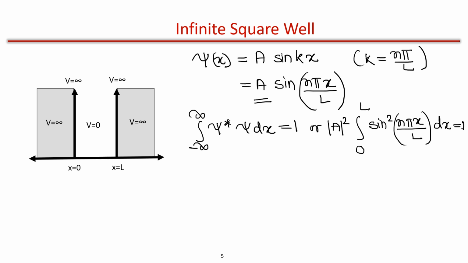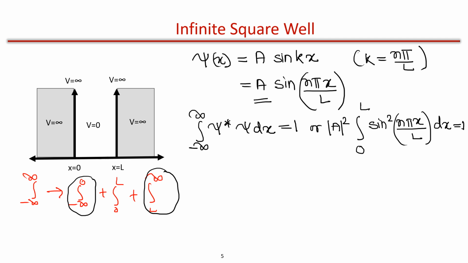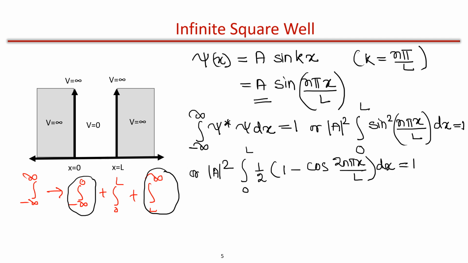Please note that minus infinity to infinity we can write as minus infinity to 0, plus 0 to L, plus L to infinity, as in this region your wave function is equal to 0, hence we are writing 0 to L. Again, this can be written as a square integral from 0 to L of 1 by 2 times 1 minus cos 2n pi x by L dx is equal to 1.